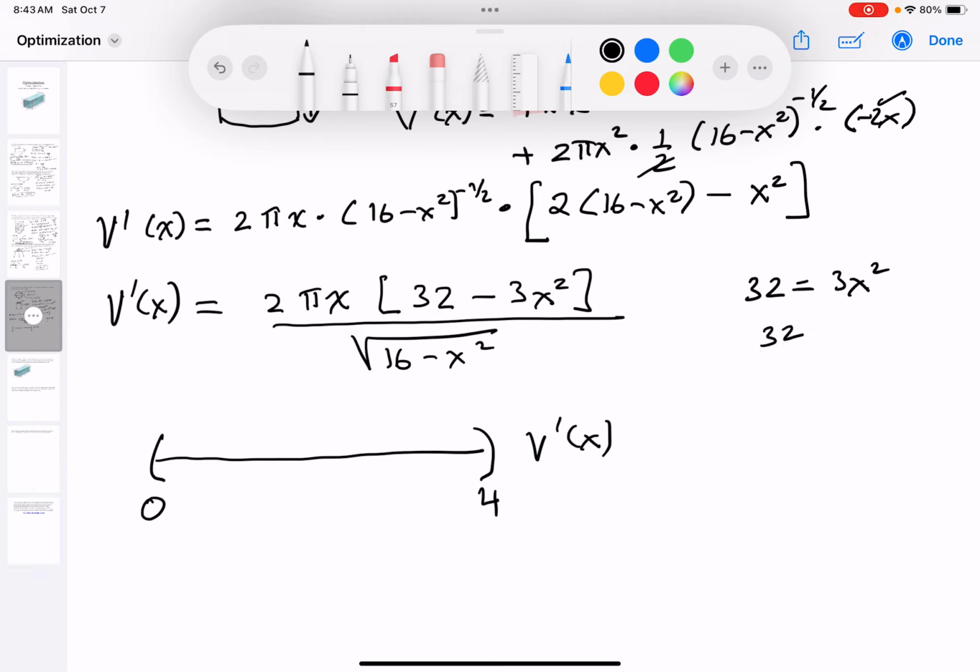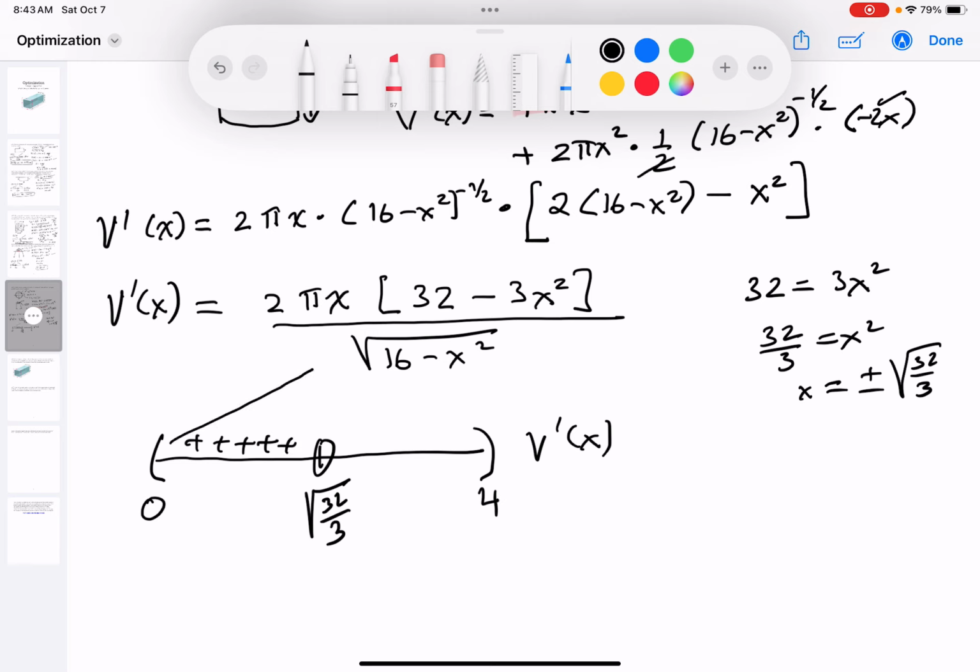Divide both sides by 3. And x would equal plus or minus, by the way, the square root of 32/3. Now granted, looking at that, the 32/3 is roughly 10 point something. The square root is certainly between 0 and 4, by the way. I know it's tough. I have to take a test point between 0 and the root of 32/3. I'm going to say 1. If you plug it in, you get positive. What does it mean? It means the volume function is increasing, right?